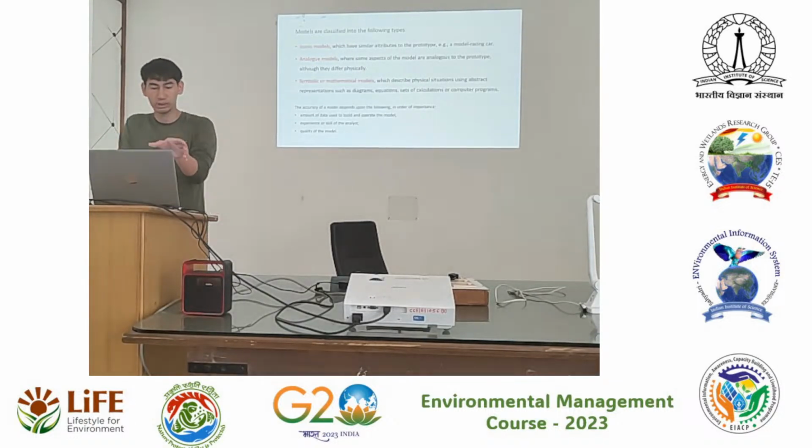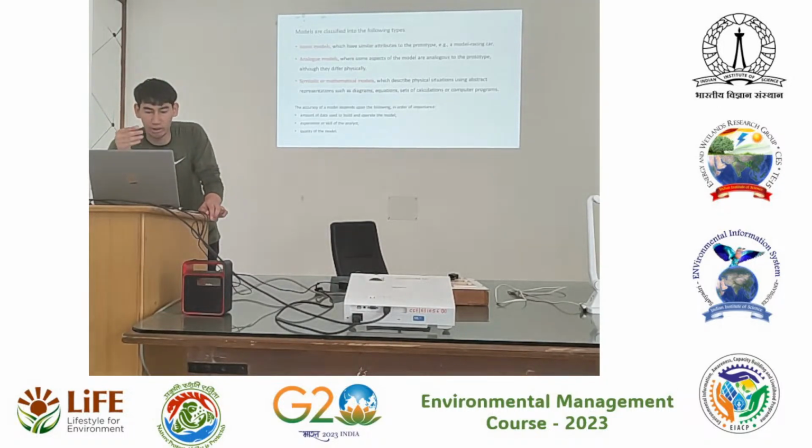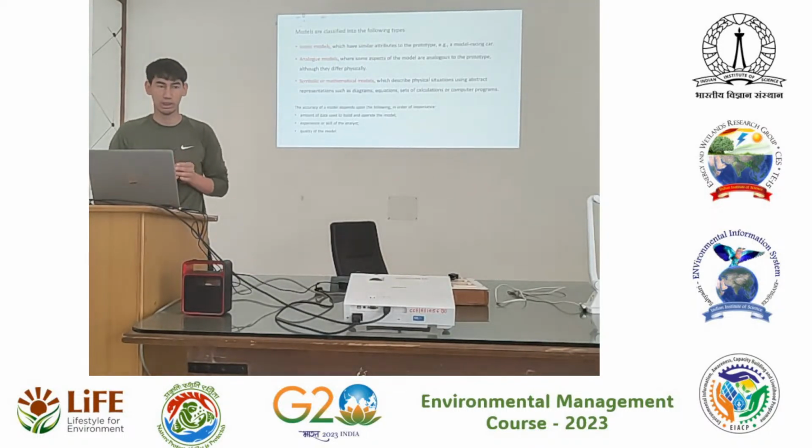An example of an analog model is where waterways or underground water flow can be similar to electricity. The accuracy of a model depends upon the following, in order of importance: the amount of data used to build and operate the model, the experience or skill of the analyst, and third, the quality of the model. So the quality of the model is important.